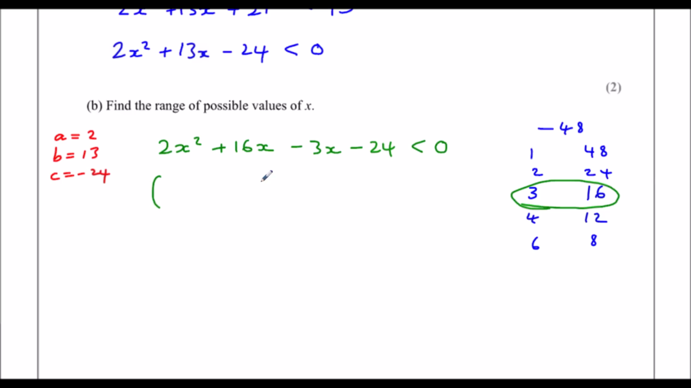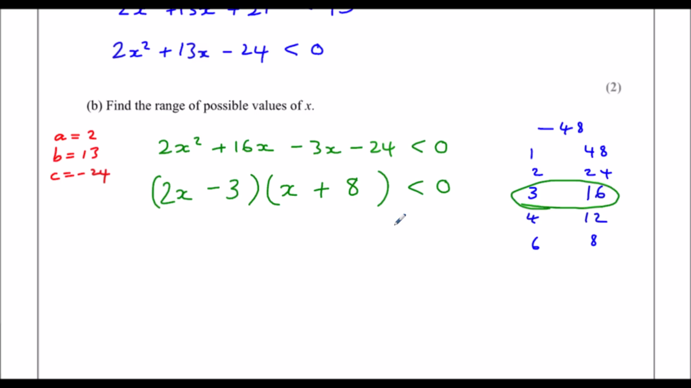I'm going to put it into brackets. I'm going to factorize it. So my first term will be what I can take out of the first two terms. So they've both got a 2. 2 and 16 are both in the 2 times table. And they've both got an x. So 2x. 2x times what makes 2x squared? That's x. 2x times something is 16x. That's plus 8. And then something times x is negative 3x. That's negative 3. And negative 3 times positive 8 is a negative 24.